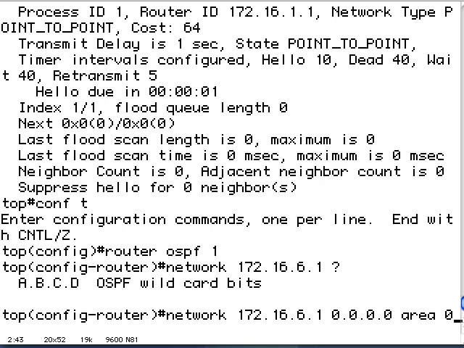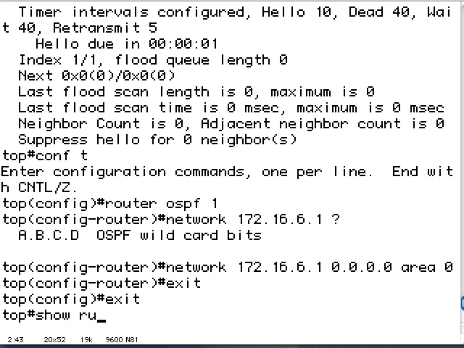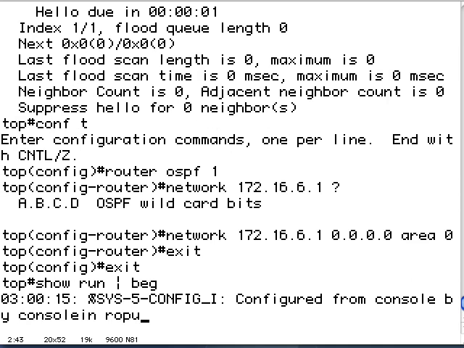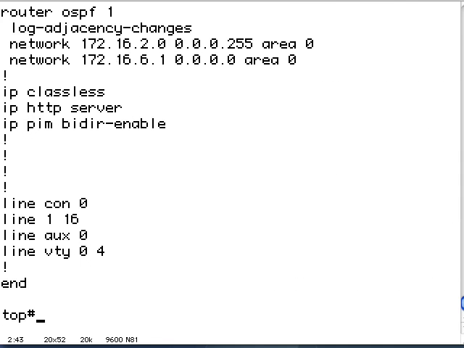So 172.16.6.1 is the IP address of that interface, and I care about every bit, but it's still going to match. So I will execute that command. Show run | begin router ospf. And this time you can see that the network command was put in exactly as I put it.